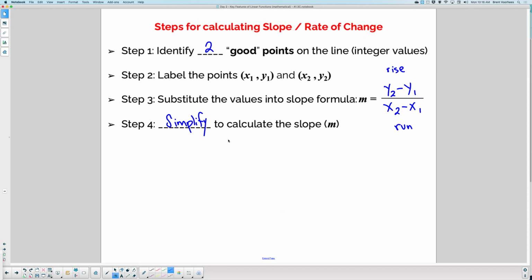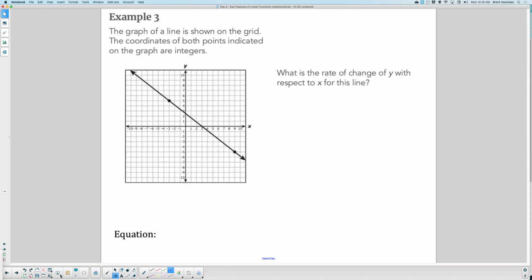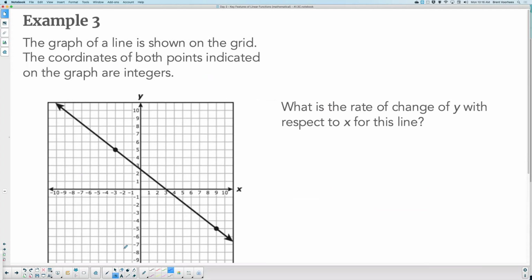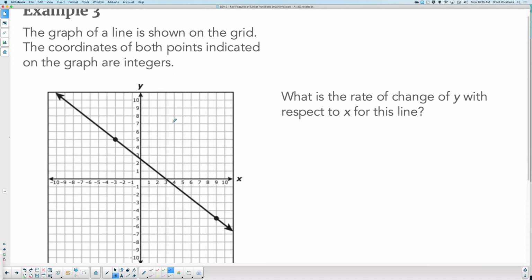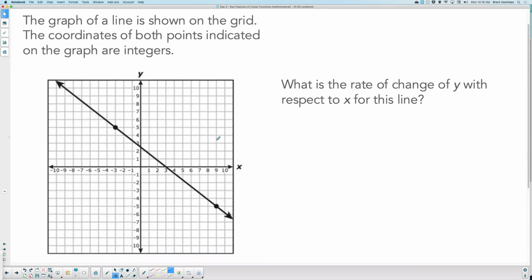Let's look at our examples for these. I'm going to speed up a little bit because we've already practiced this on a few of the previous slides. Okay, so example 3 here. Example 3 says the graph of this line is shown. The coordinates of both points indicated in the graph are integers. We want to know what is the rate of change of y with respect to x. Now, what does rate of change mean? Does anybody remember the synonym for rate of change? Synonym means different word but same meaning.